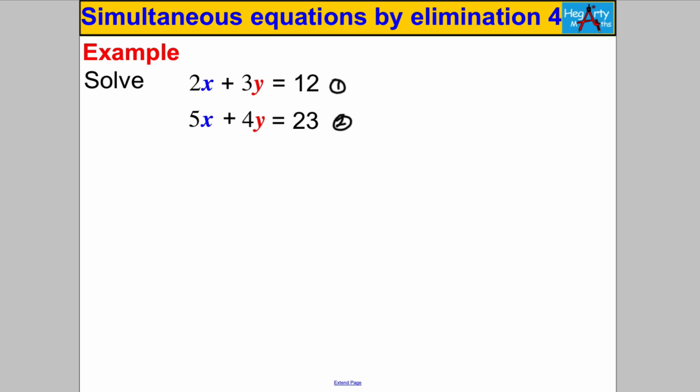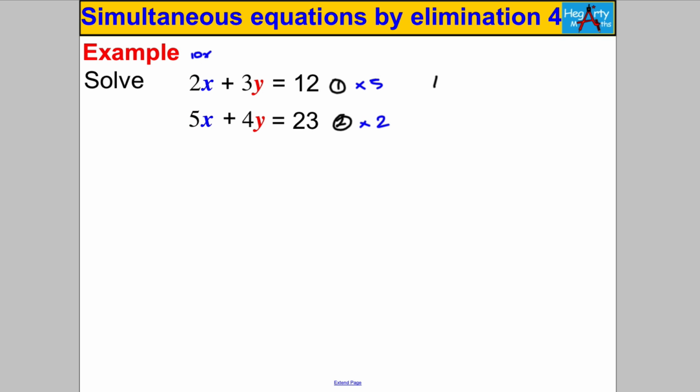So, I'm thinking, well, what I could do, I could multiply this whole one by 5, that would get me the 10x there. And I could multiply this whole one by 2, and that would get me 10x there. And I could eliminate x's. I mean, I could have multiplied this whole equation by 4 to get 12y, and this whole one by 3 to get 12y, and done the same thing. But I just did the first thing that came to my head there, and so I'm going to do that.